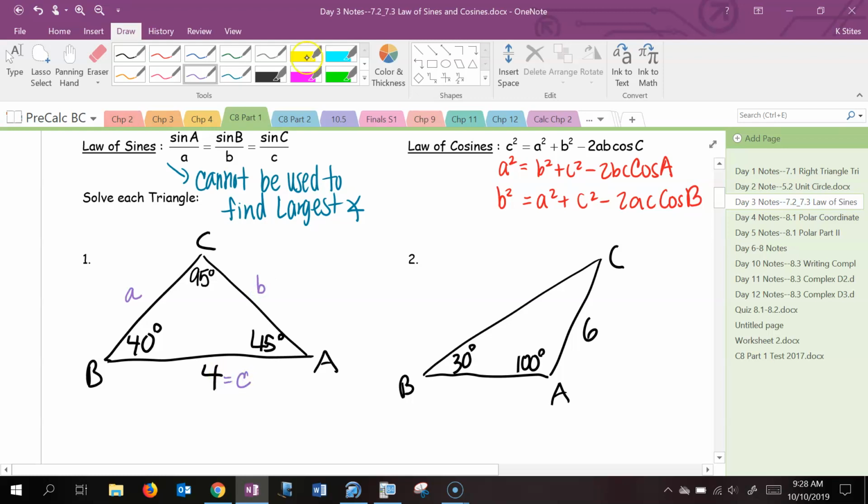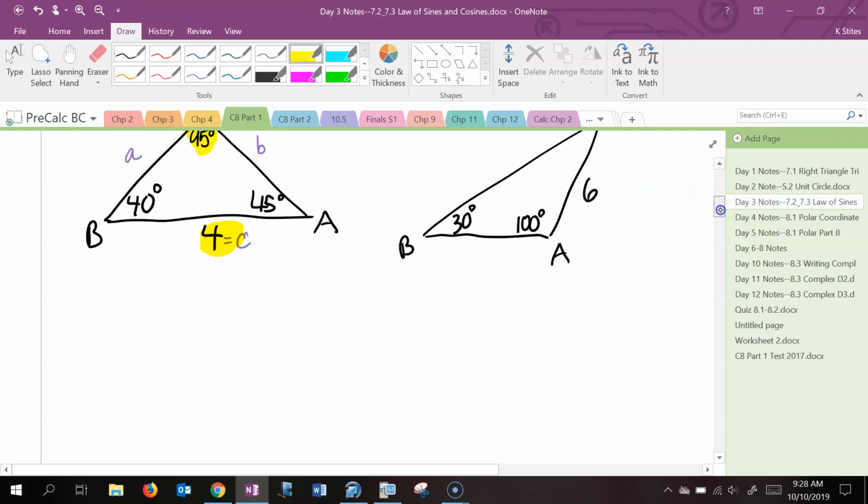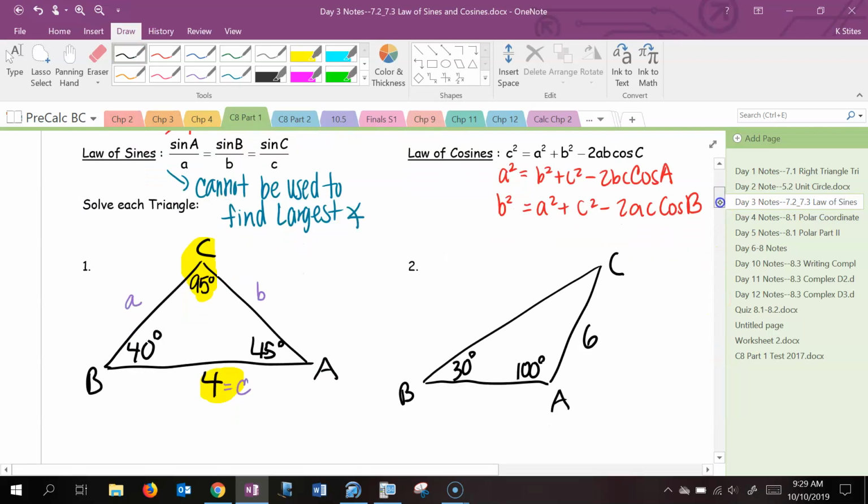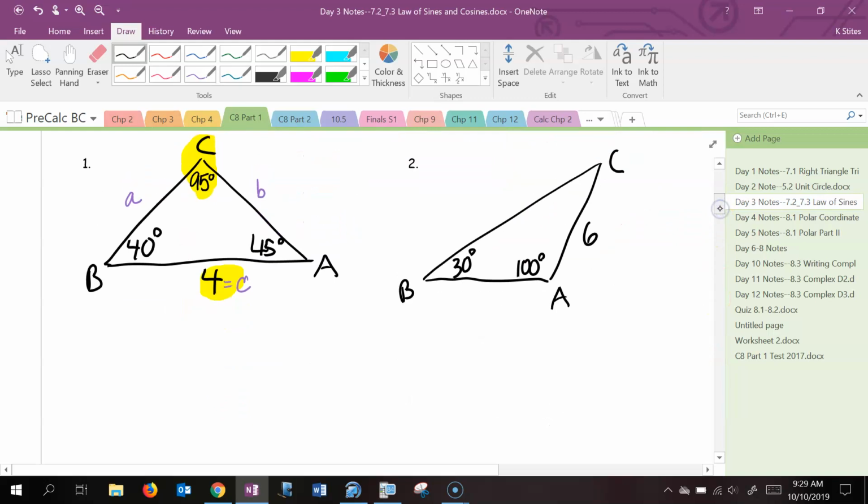So this is what I mean by having a matching angle and side pair. You have angle C and you also have side C. This would be an example where you can use law of sines. So what we're just going to do is find all of our missing information. That's what solve each triangle means, which is what the directions say. It's kind of hiding up there.